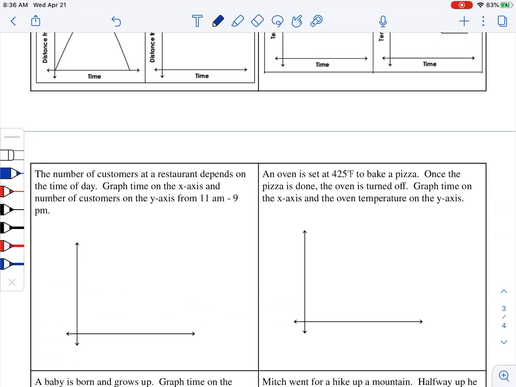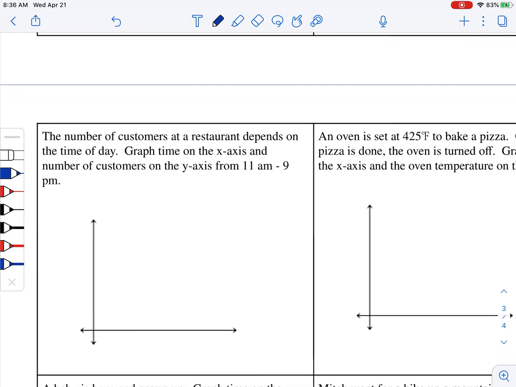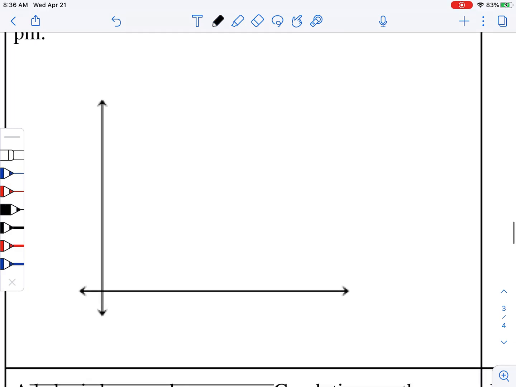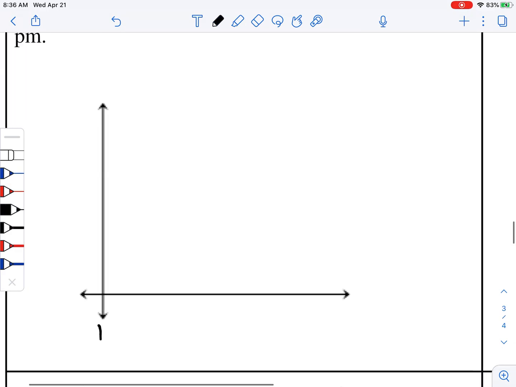And then comes the time to draw your own graph. So the number of customers at a restaurant depends on the time of day. Graph time on the x-axis and number of customers on the y-axis from 11 a.m. to 9 p.m. So if we start at 11 a.m., okay, and we go to 9 p.m., when is a restaurant going to be the busiest? Okay, and this is number of customers.